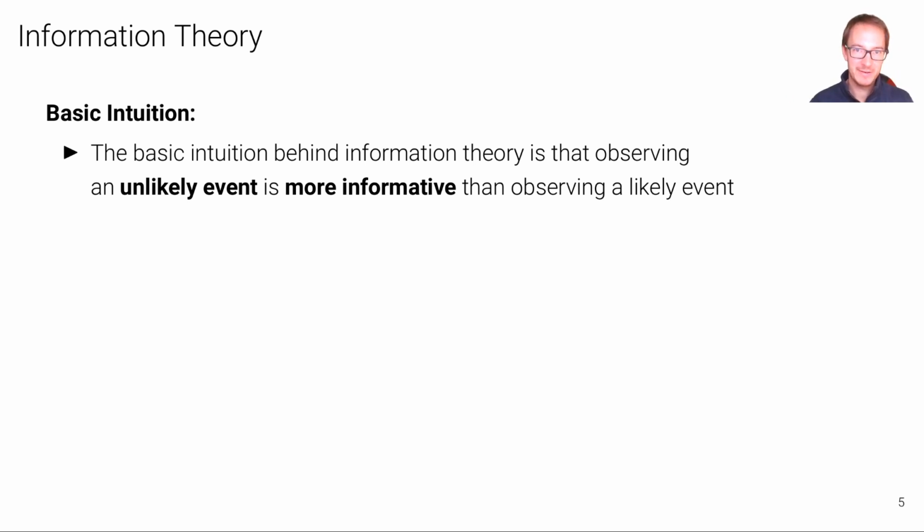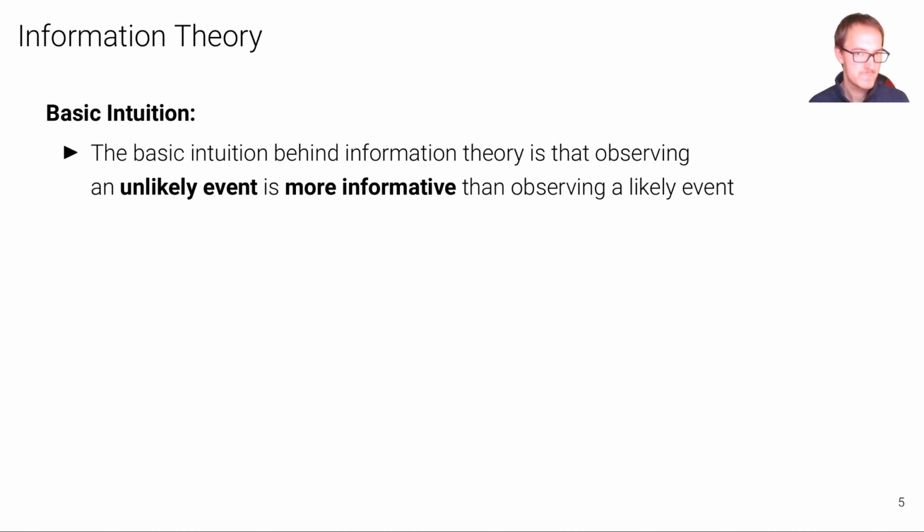Okay, so let's now dive into the notion of information. What is information? The basic intuition is the following. The basic intuition behind information theory is that observing an unlikely event is more informative than observing a likely event. Let me repeat. The basic intuition behind information theory is that observing an unlikely event is more informative than observing a likely event.